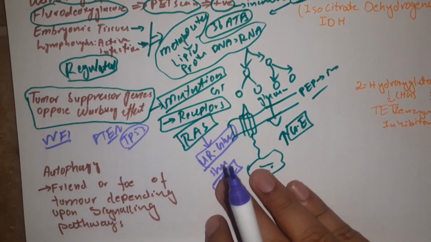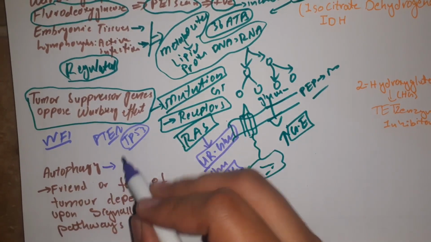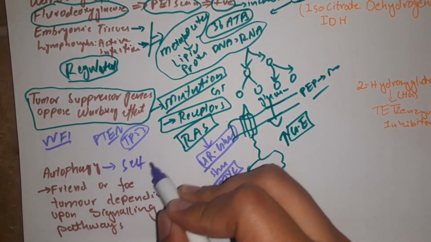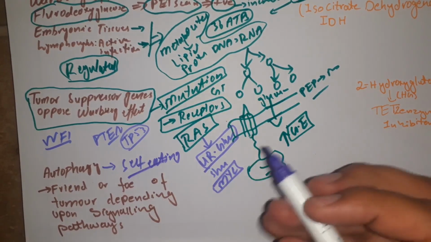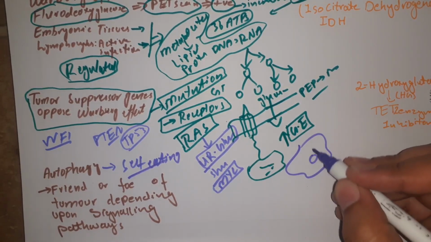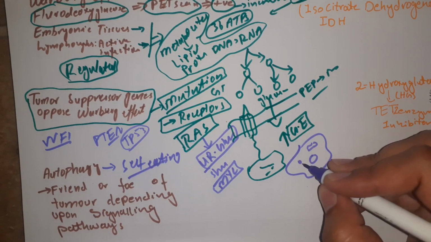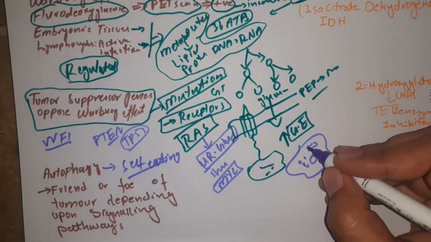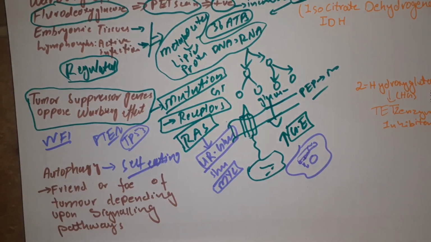Next, altered metabolism is autophagy. Autophagy is basically a process in which the cell eats itself, or self-eating. When the cell is nutrient deficient, it begins to eat its own organelles. For example, this is a cell here, and here is the nucleus, and here is a lysosome, and here are its other organelles. When there is a deficiency, this lysosome comes and fuses with them and begins to digest them and generate energy, which is used for cell survival.